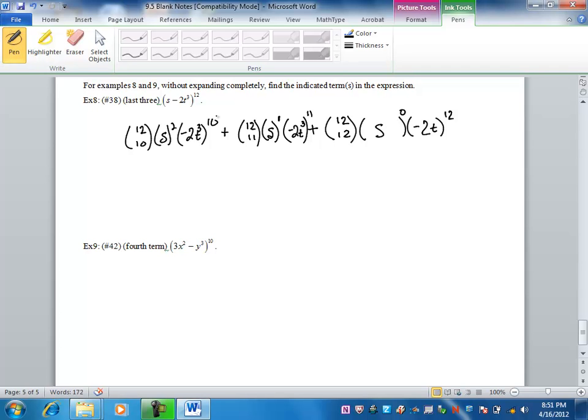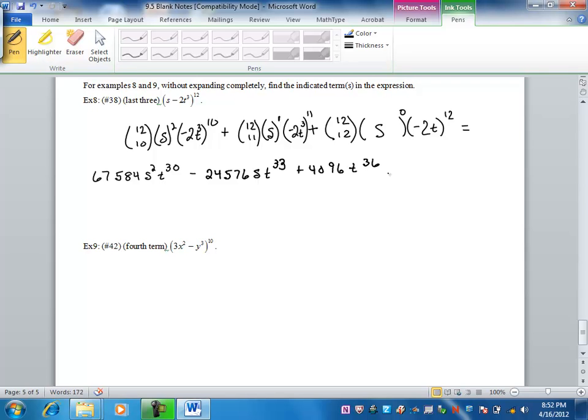And so we expand that. As you might guess, we actually get a fairly big number here. This is equal to 67,584 s squared t to the 30, minus 24,576 s t to the 33rd, plus 4,096 t to the 36th.